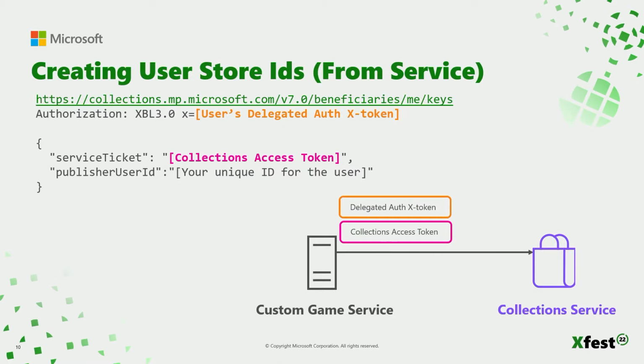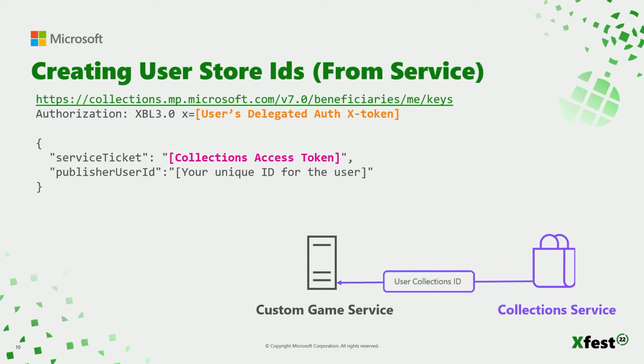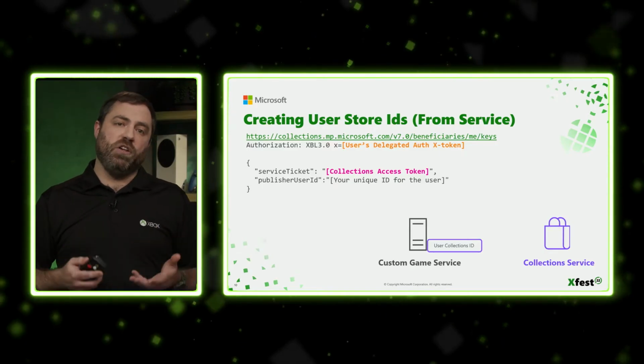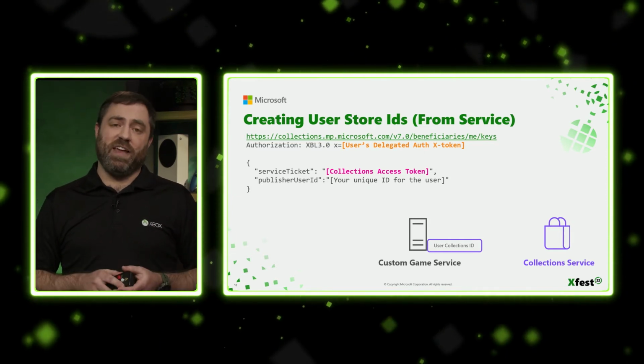The URI to call and the relying party targets of the X token are different depending on if you're generating a user collections ID or a user purchase ID. For more information on using delegated auth X tokens and this flow, see the GDK documentation.